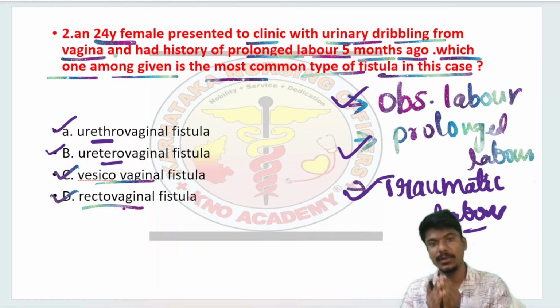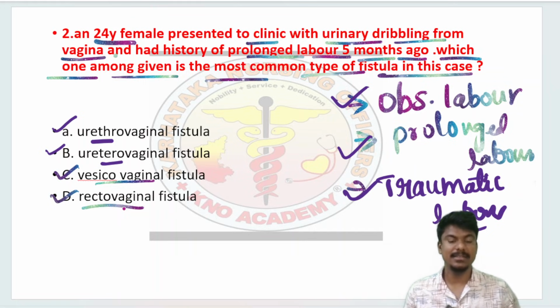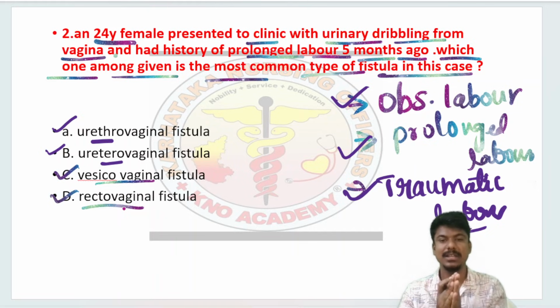Try to put your comments in the comment section. I'm waiting for your response. Try to analyze the question. It's almost a knowledge-based question only. You should read it, then only will you get the answer. So which is the right answer here?